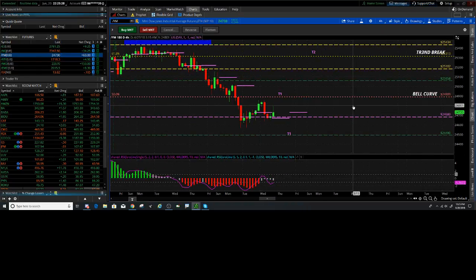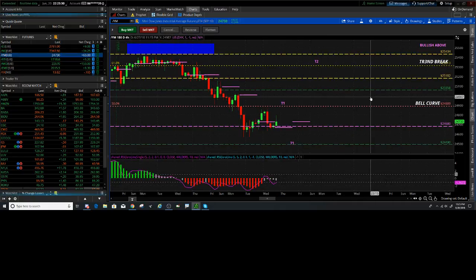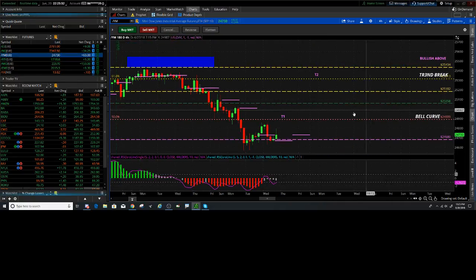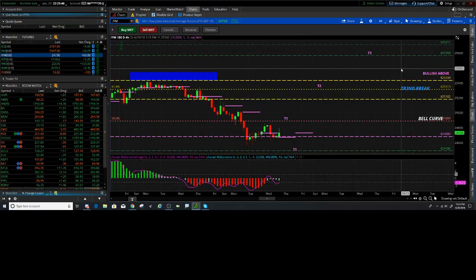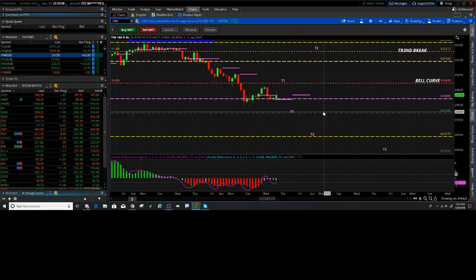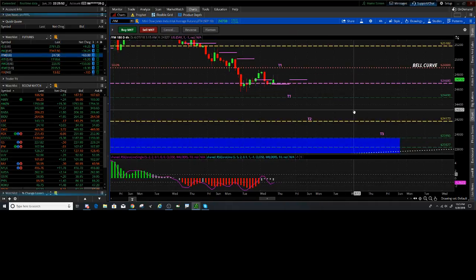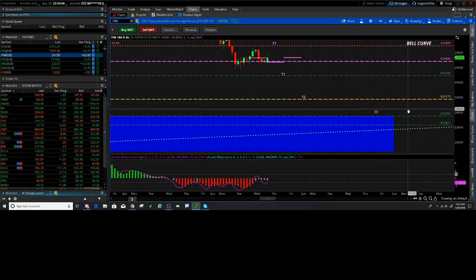LIS, 24680. To the upside, bell curve, T1, 24889. Have a little bit of resistance coming in here at this yellow line at 25,182. T2 back to 61.8, which is 25313, and then overall T3 coming up here at 25769. To the downside, T1 24490, T2 24173, T3 23950.